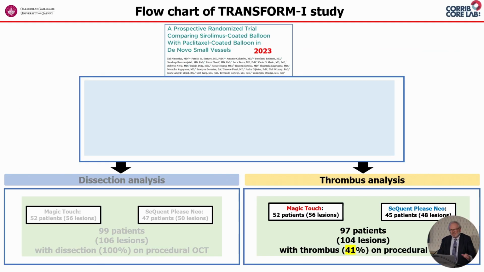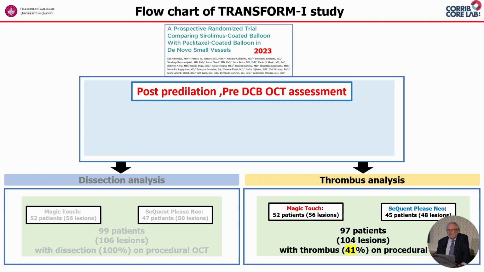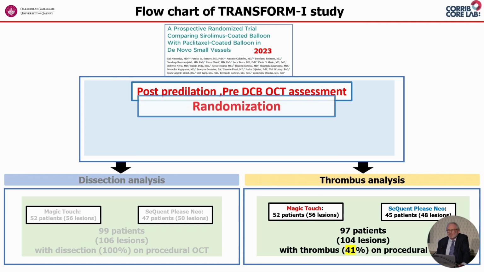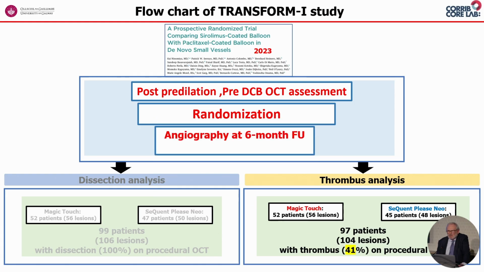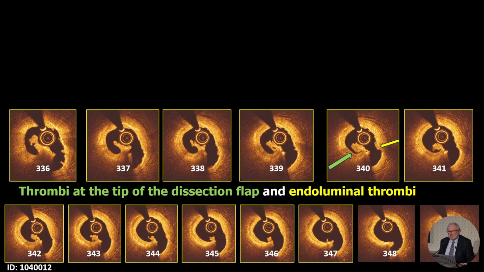Good. Let's shift gear. We have been at length describing dissection in the TRANSFORM trial. Now we look at something different. In the TRANSFORM trial, you had the post-predilatation, pre-DCB OCT assessment, then you have randomization, and then you have angiography at 6 months. And you see that in these 97 patients with 104 lesions, we saw in 41% of the vessels thrombus. And that's something new for me in the field of DCB.